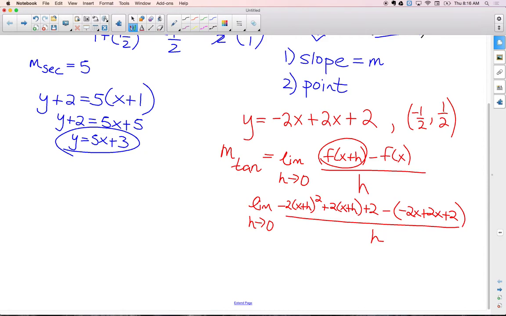The x squared, negative 2. Oh yeah, x squared right there. Thank you. All right, extend the page.